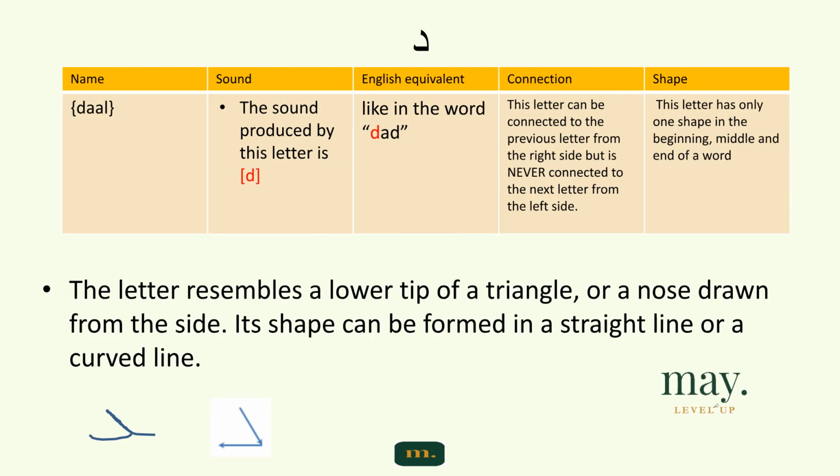The next letter is called daal in the Arabic alphabet, but again, we're not interested in the name. We're more interested in the sound it produces, and it's a d sound, like in the word dad. It resembles the lower tip of a triangle or the side profile of a nose.